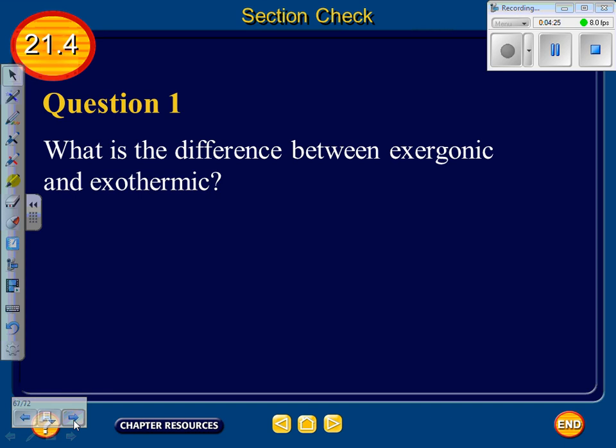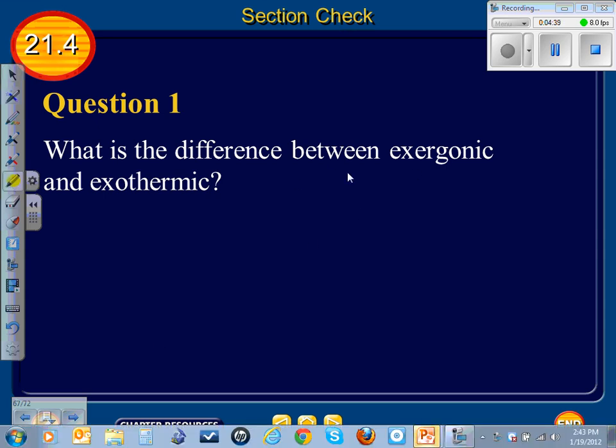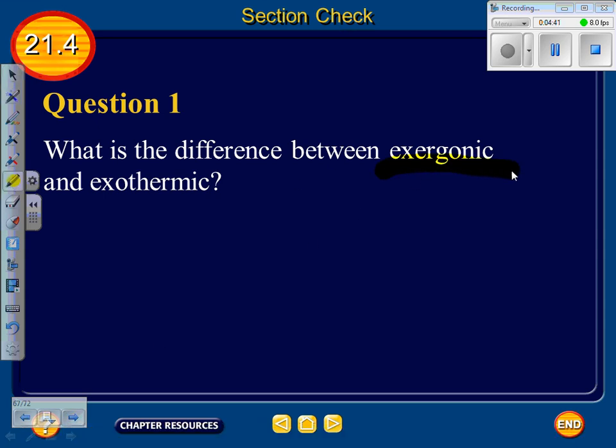This concludes the lecture for Chapter 21. Question number 1 asks, what is the difference between exergonic and exothermic? Exergonic means that energy goes into the reaction. Exothermic means that energy comes out of the reaction.